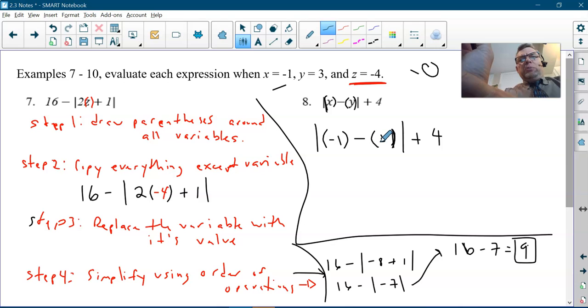And then I have to simplify using order of operations. So my order of operations is to do parentheses first. So inside my parentheses, which in this case are absolute value brackets, I have to do negative 1 minus 3. Negative 1 minus 3, so I'm at negative 1, and I go more negative by 3 units. I end up at negative 4.